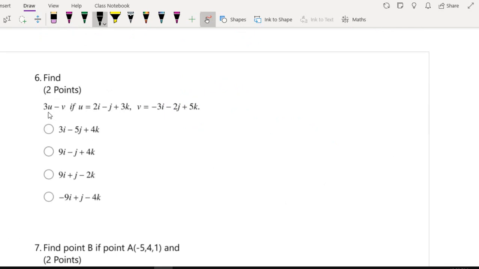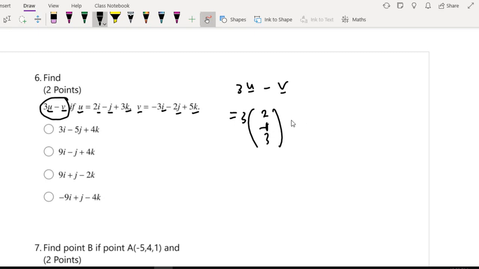Number 6, find 3u minus v if vector u is 2i minus j plus 3k, and vector v equals negative 3i minus 2j plus 5k. Okay, so 3u minus v. You can change to matrix form: 2, negative 1, 3, minus negative 3, negative 2, 5. And times 3: 6, negative 3, 9.